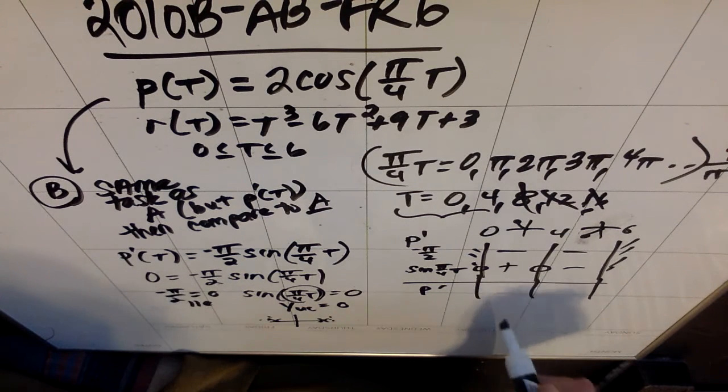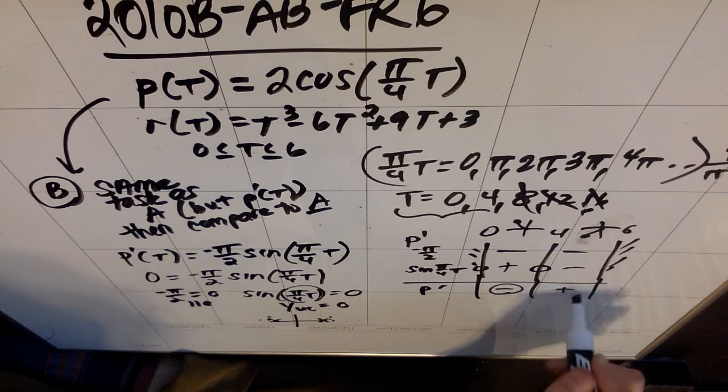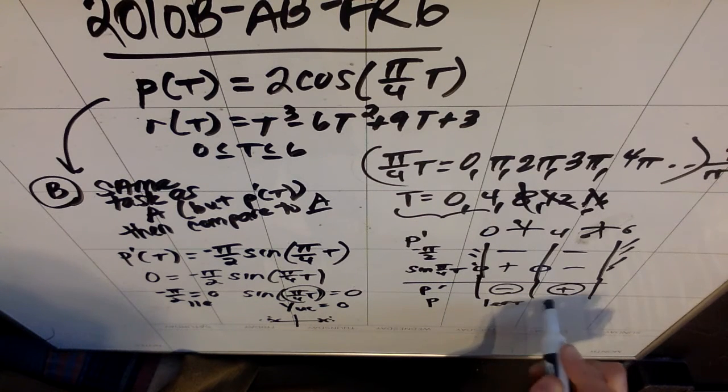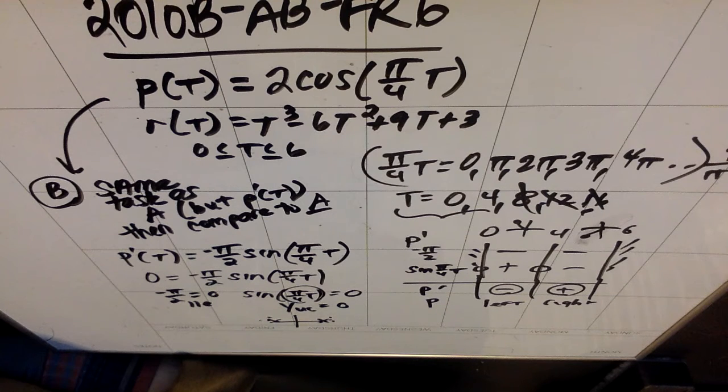So what's going to happen is your p prime is negative and then positive, right? Meaning that p is moving left and then moving right. So now, if you want, we can compare those results to the results that we had in part A.